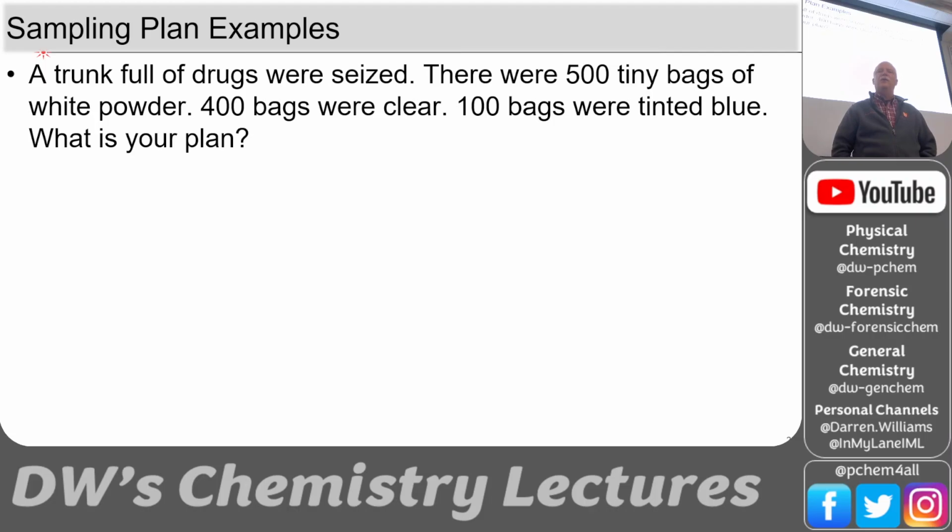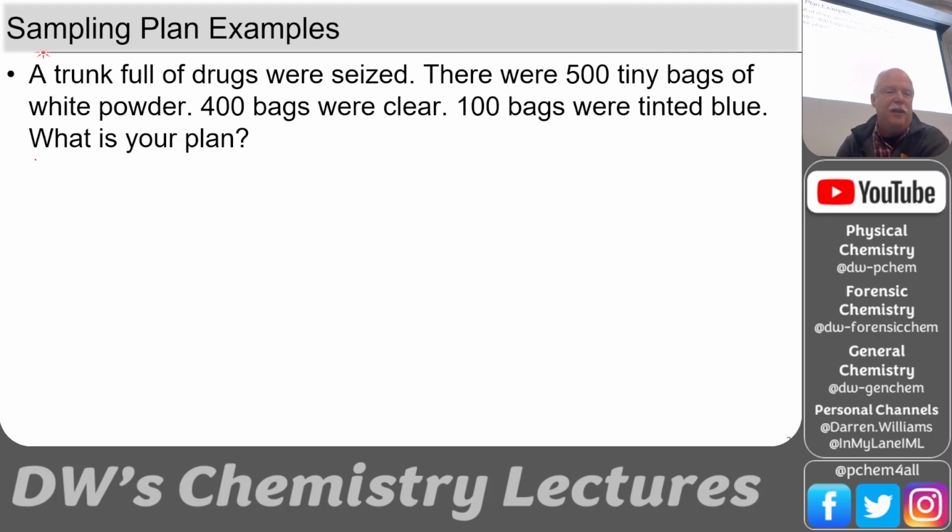Yeah, so the white powder's in all of them, but some of the bags holding the white powder are tinted blue, and other bags are clear. So it's 500 tiny bags, and 400 of that 500 is in clear plastic, and 100 of that 500 is in tinted blue plastic. So break it into 2 groups. Yeah, so we have a group of 100 and a group of 400. Does that make sense? So now how do we test it?